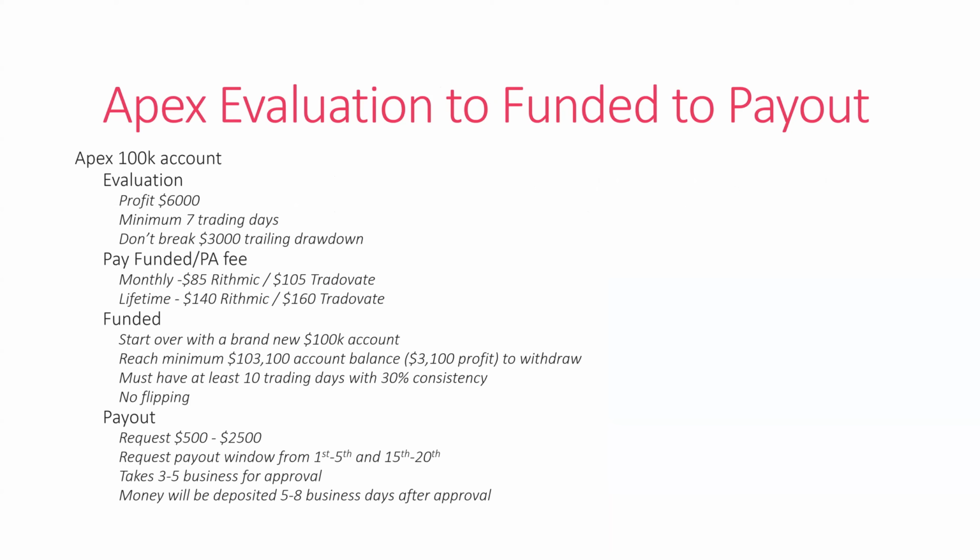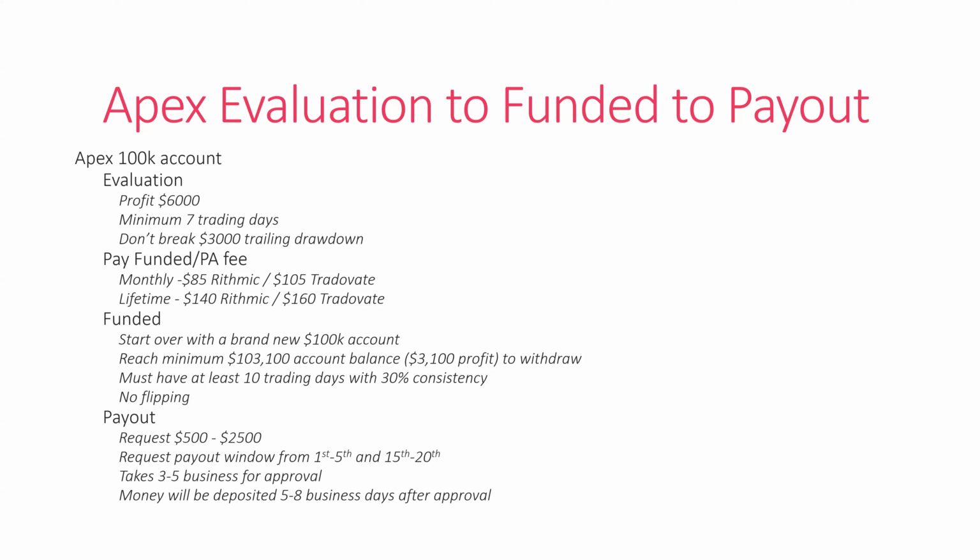So before, when it comes to Apex evaluation to fund it to payout, we're going to use the 100K account as an example. When it comes to evaluation, you need the 6K profit. You need at least a minimum of 7 trading days. But now, because they do 1-day pass, 7 trading days is no longer there anymore. But the main important part of the evaluation is do not break the $3,000 trailing drawdown.